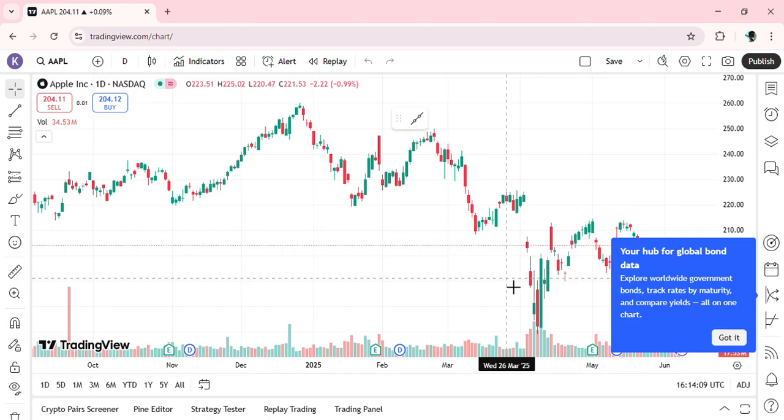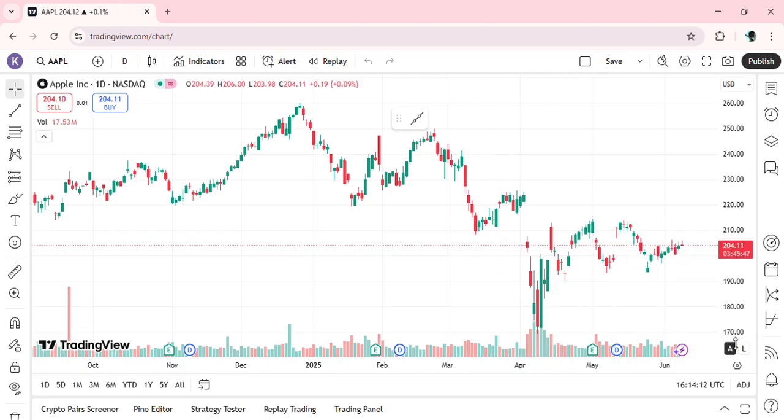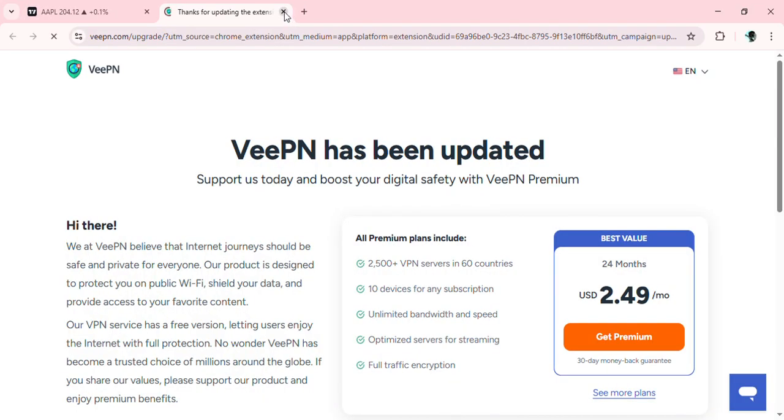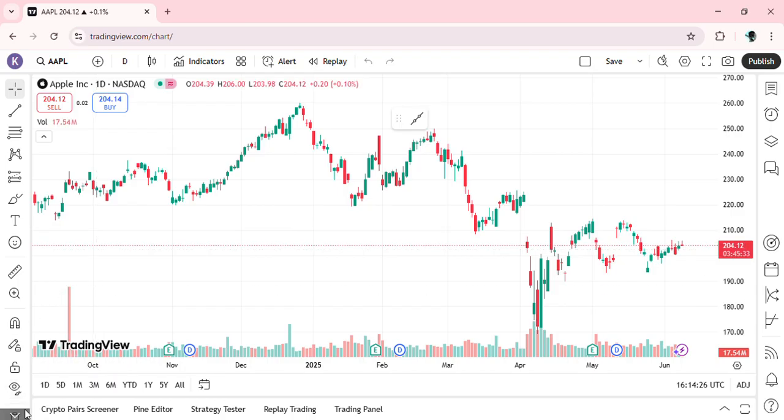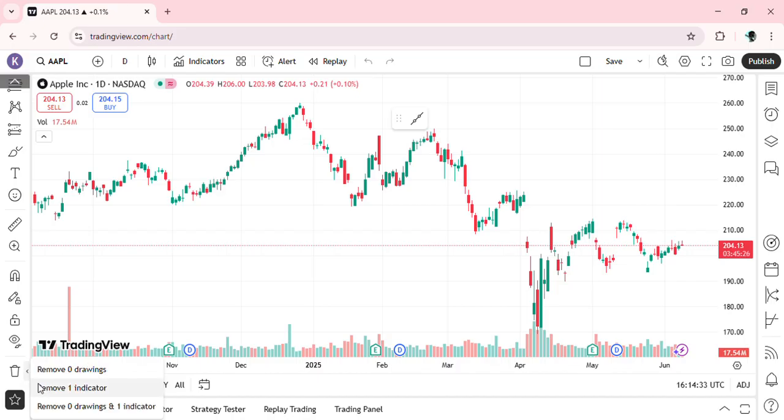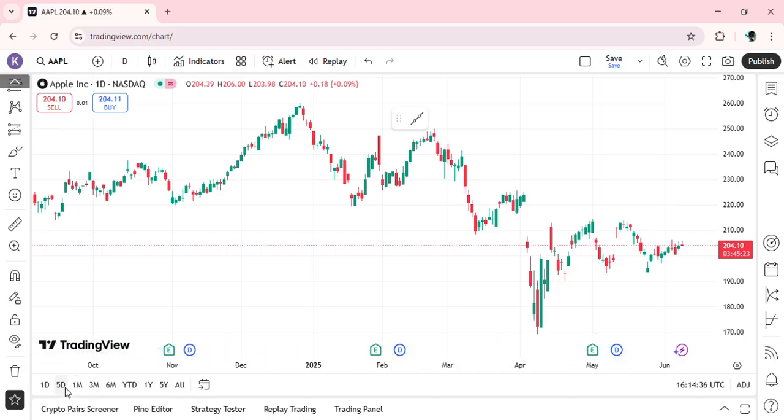As I have just said, below here we have things which make our charts not look that clean. So you just come to your bottom left, then you can go down there. You are going to see the delete icon. Click on it, then click on remove indicator. Then you can see now our chart is very clear.